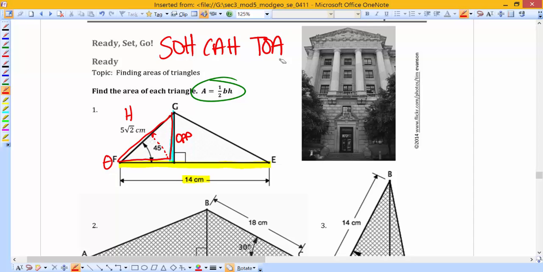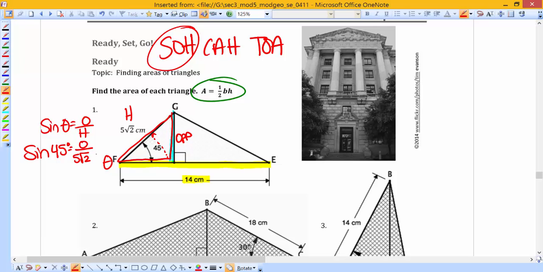So if I look at SOHCAHTOA, I need the opposite. I have the hypotenuse. What uses opposite and hypotenuse? Sine uses opposite and hypotenuse. So it's sine of theta equals opposite over hypotenuse. So sine of theta is 45 degrees. Opposite stays opposite. That's what I'm looking for. And my hypotenuse is 5√2.